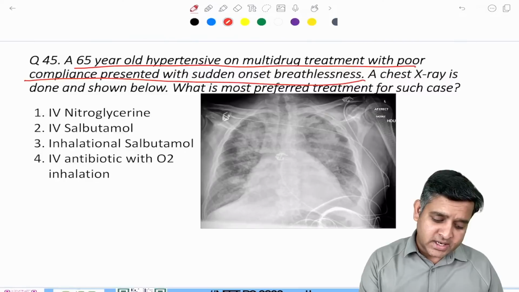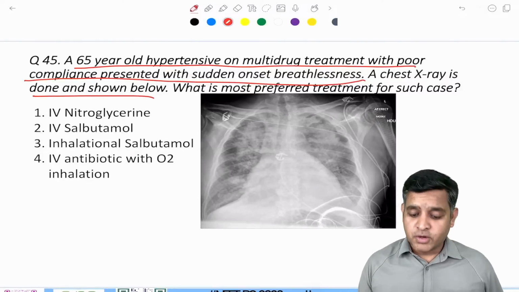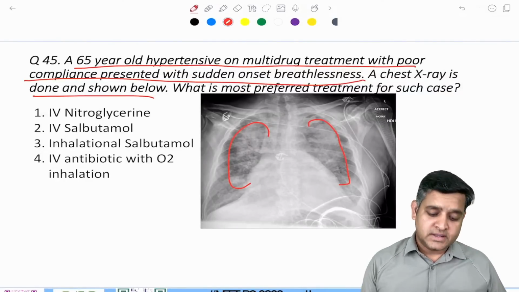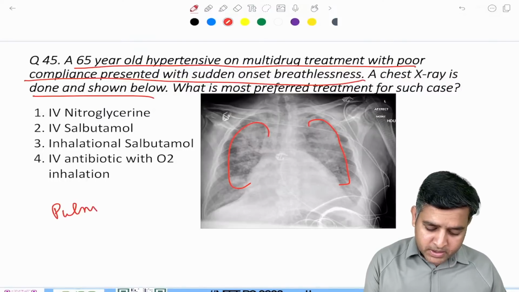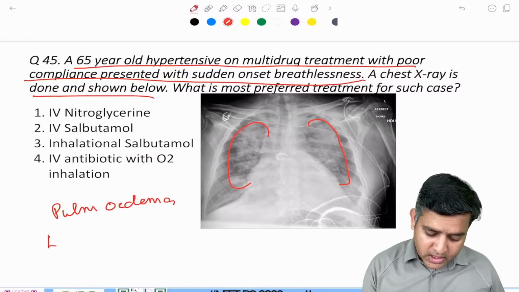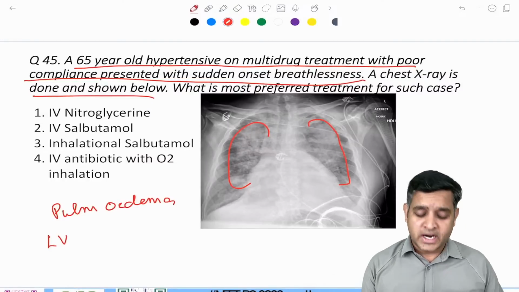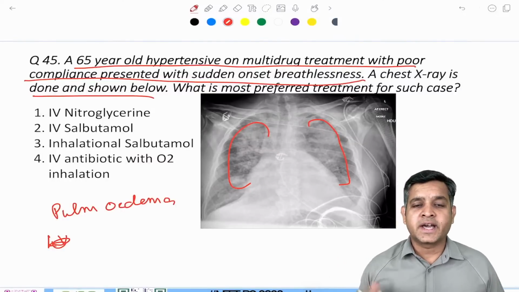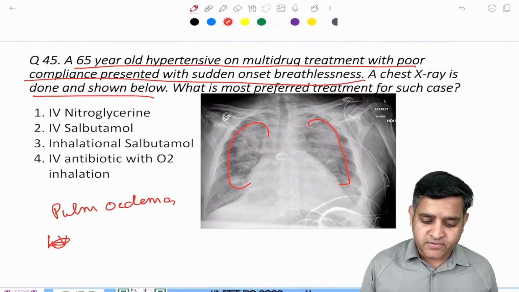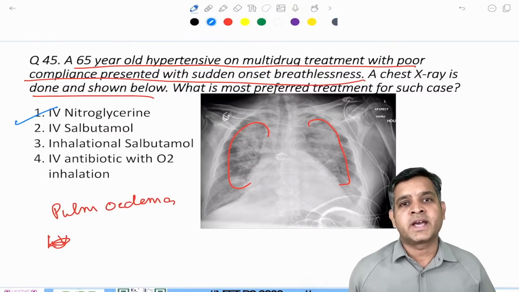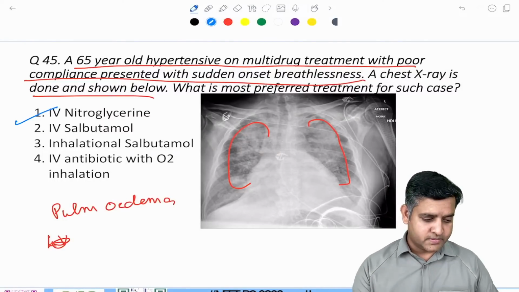A chest X-ray is done and shown below. Now, what do we see in the chest X-ray? A classical bat wing appearance. That means a classical pulmonary edema. So that means it is acute heart failure. Acute heart failure secondary to the hypertensive crisis, and immediately you have to control the blood pressure by giving intravenous nitroglycerin. Right?